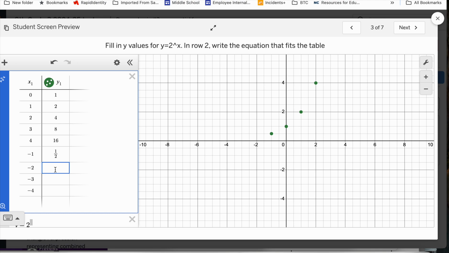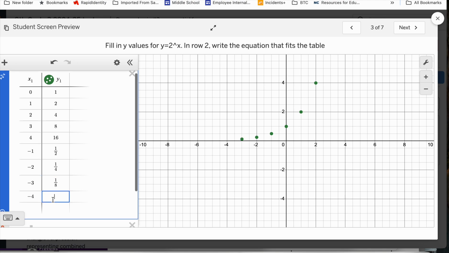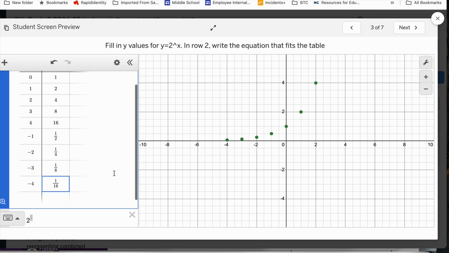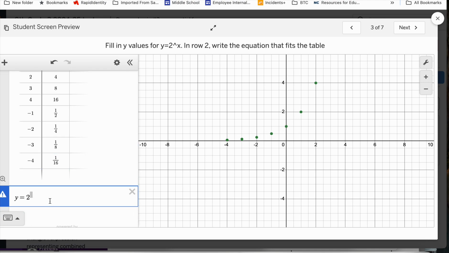And 2 to the minus 2 would be a fourth, right? So 1 divided by 2 times 2, so put a fourth in there. To the minus 3 would be 1 divided by 2 times 2 times 2, and then finally 1/16. So we see that as we get to the negative inputs, we get a smaller and smaller output, less than 1.